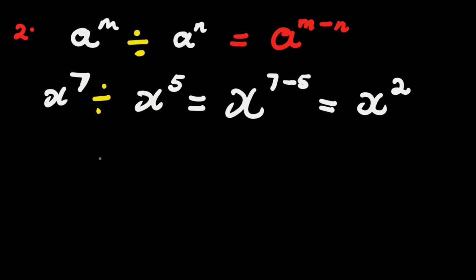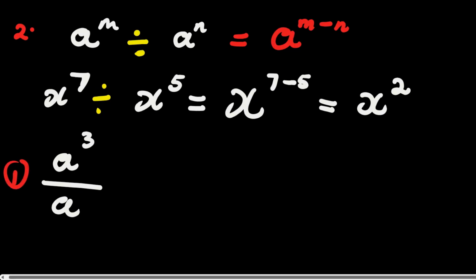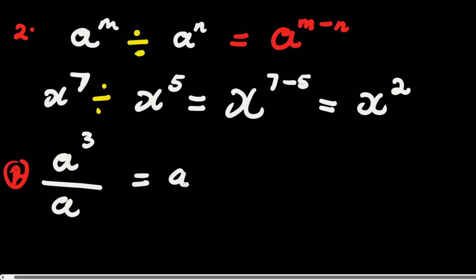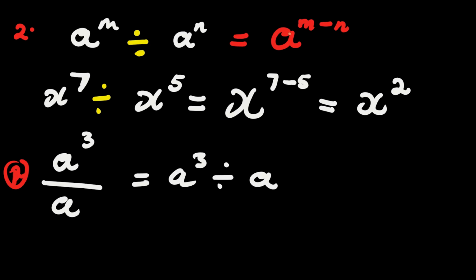Let's take a second example. Example number 2 is a to the power of 3 divided by a. This is another way of writing a to the power of 3 divided by a. It could be written this way, or this way, but they're both the same thing.